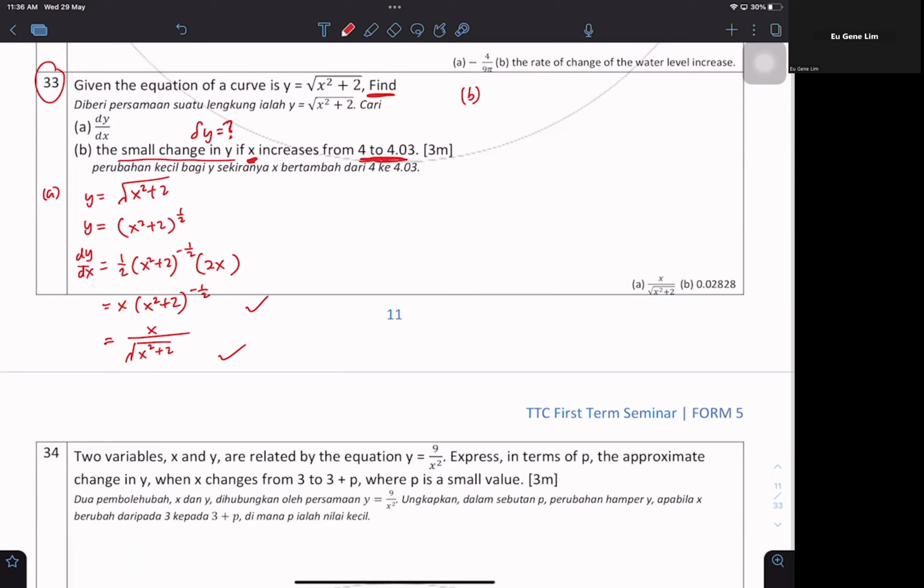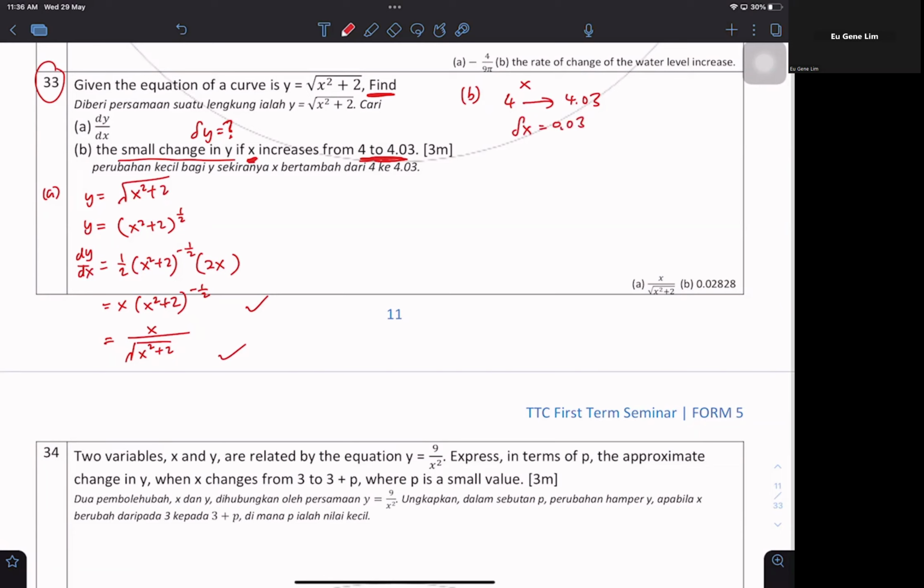So this one you do like this. X increases from 4 to 4.03. So increase by how much? You use the second number minus the first number, 0.03, right? So you write delta X is 0.03.